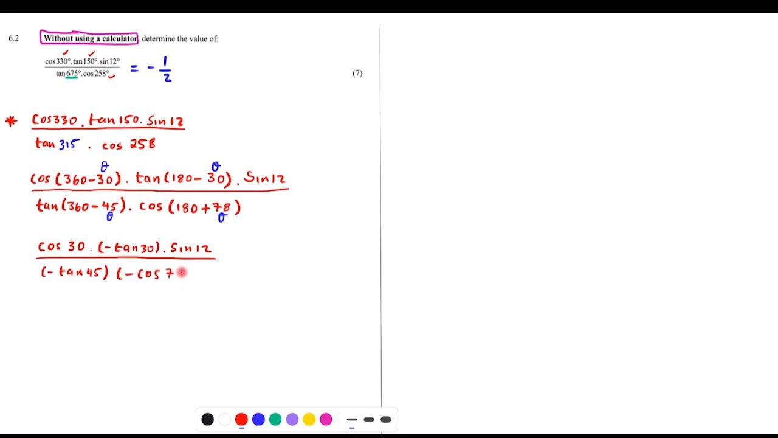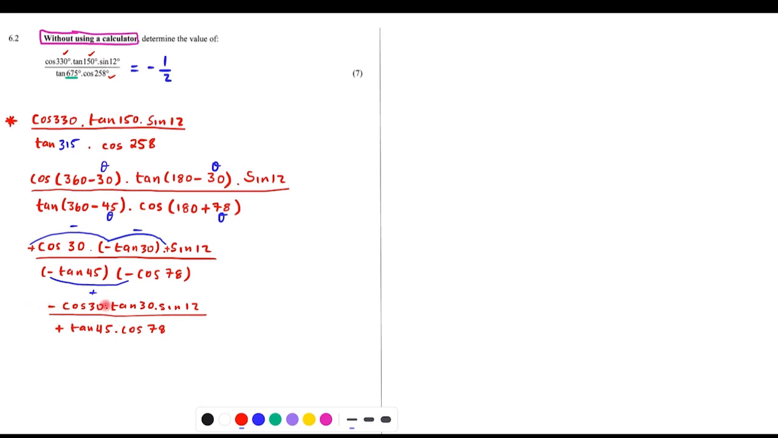Now let's simplify the signs here. So we have this negative, and remember this was positive, right? So basically we're just multiplying the signs. Positive times negative is negative, and then negative times positive is negative, so this means it's going to be negative cos 30 times tan 30 times sine 12. And then we do the same thing here. Negative times negative is a positive, so in the denominator we're going to have a positive tan 45 times cos 78, right?